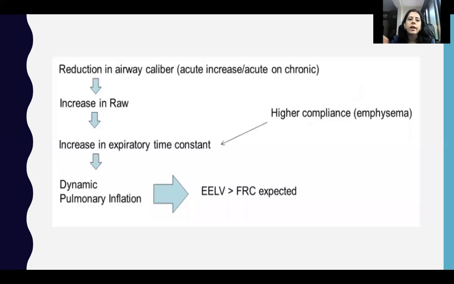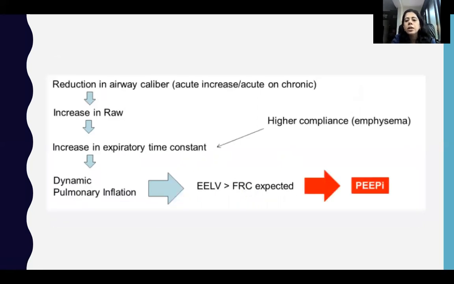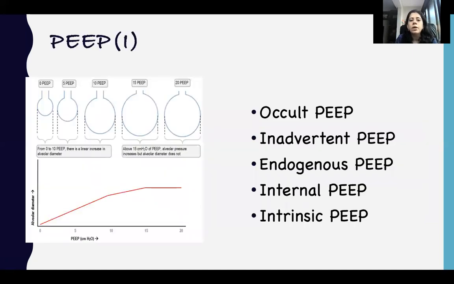Now, this reduction in airway caliber, as we discussed, will cause an increase in the airway resistance and will increase the expiratory time constant. There will also be added higher compliance, which is worse in patients with emphysema, causing dynamic pulmonary hyperinflation, which will lead to a higher end expiratory lung volume than the functional residual capacity that is expected. This will cause what is known as intrinsic PEEP or auto PEEP. So coming to what is intrinsic PEEP or auto PEEP: it has multiple terminologies. It is also called occult PEEP, inadvertent PEEP, endogenous PEEP, internal PEEP, or intrinsic PEEP.